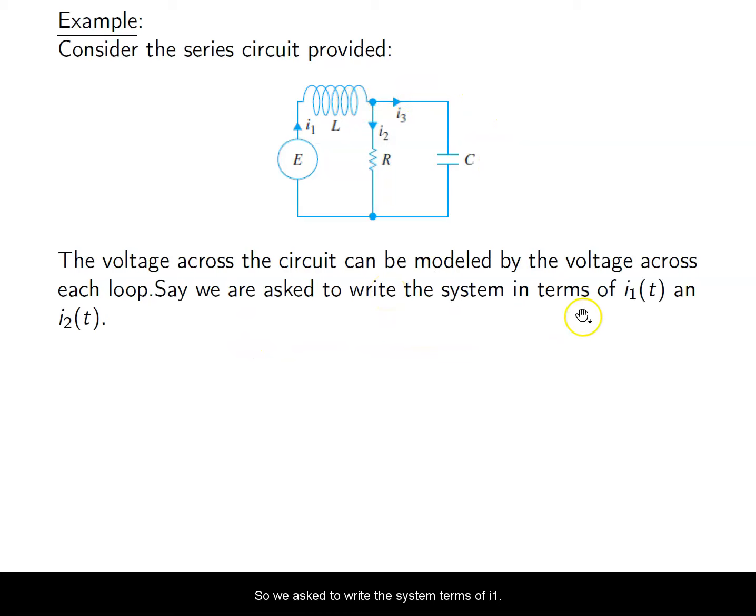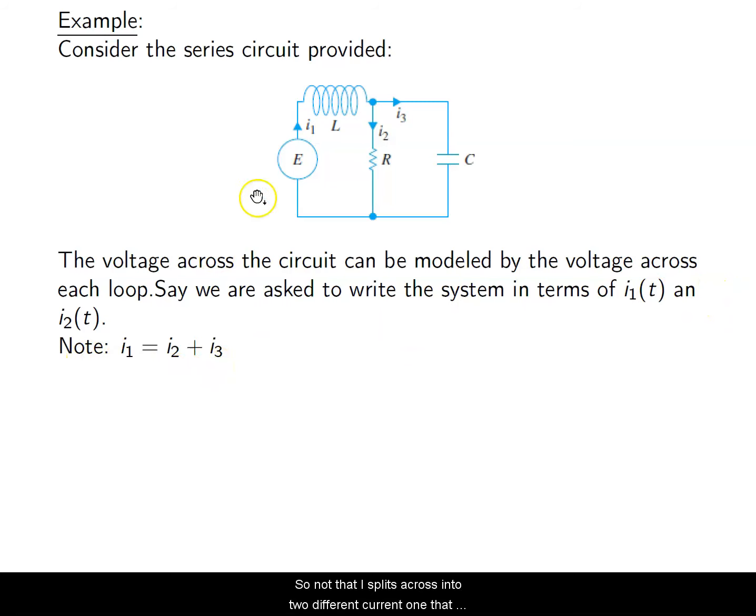So we're asked to write the system in terms of I sub 1 of t and I sub 2 of t. So I'll fix this in the write-up. This should be a D here, obviously. So note that I splits across into two different currents, one that goes across the resistor and one that goes across the capacitor. So we have an LR loop and an LC loop.